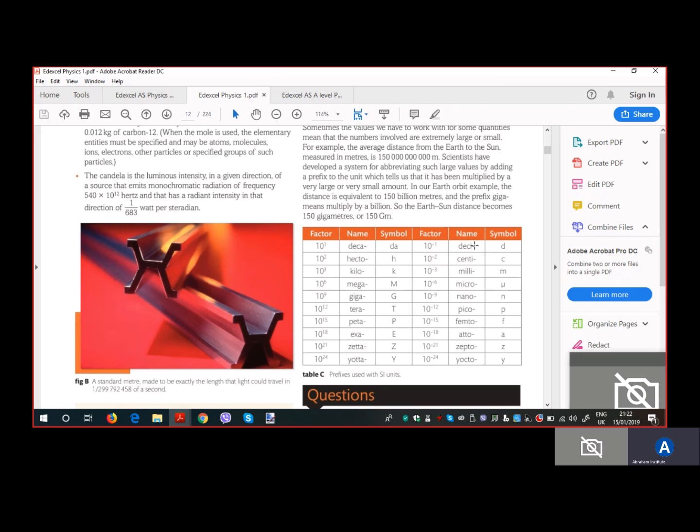Sorry, centi, 10 to the power minus 2. So here centi, deci. Centi is 10 to the power minus 2, deci is 10 to the power minus 1, and these are the symbols. Now, can you see all these numbers from here all the way down? They are numbers less than 1 but greater than 0, between 0 and 1.